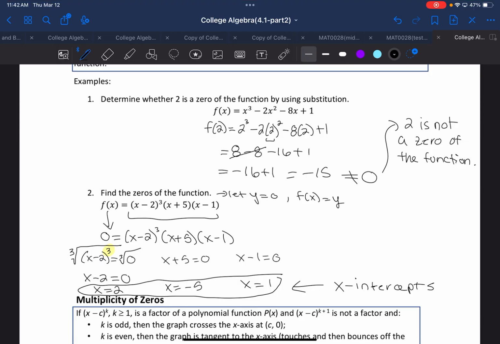Now, most of these will be factored for you already when they ask you to find the zeros in 4.1. And the ones that are not factored, you should be able to factor them somehow, like factoring by grouping.